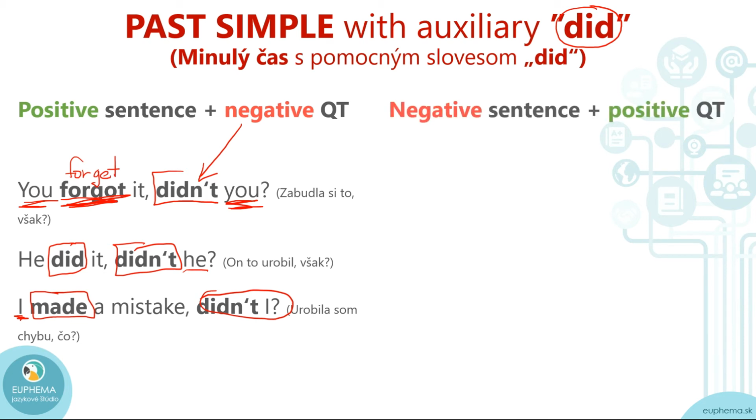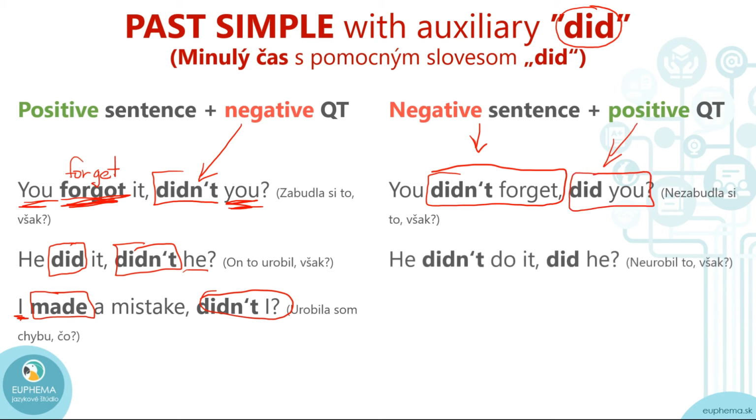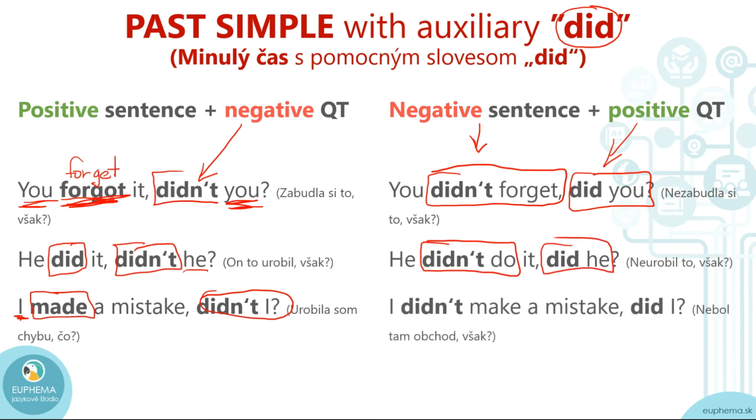Okay, negative sentence plus positive question tag. You didn't forget it, did you? Didn't forget it, okay, negative sentence. And a positive question tag, so did you, okay? He didn't do it, did he? He didn't do it, and positive did he? I didn't make a mistake, did I? Right, so negative plus positive question tag.